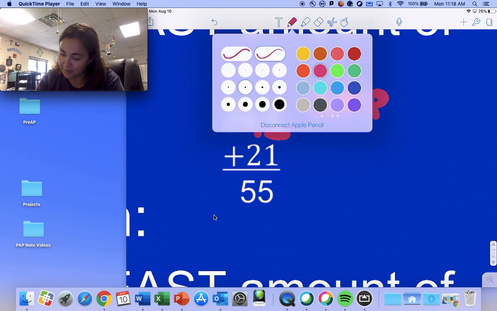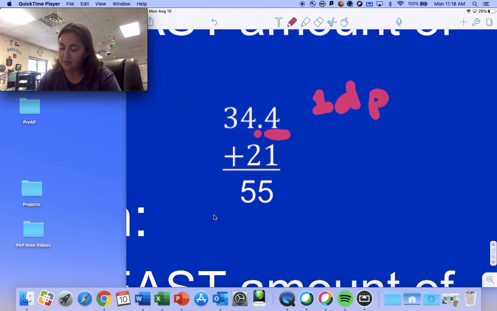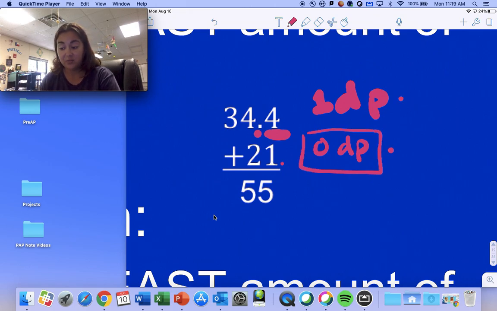The second number, there's no decimal. And if there were, it would be right there, and there's nothing after that decimal, so there are no decimal places after 21. So between these 2 numbers, 0 is the smallest amount of decimal places, so you will round your answer to no decimal places.